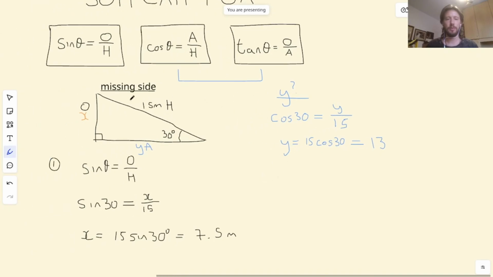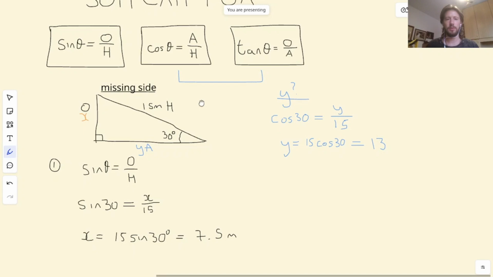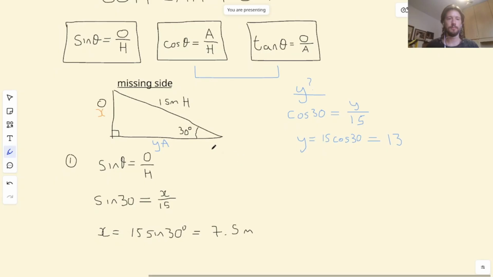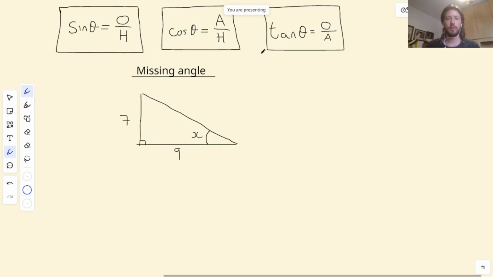So far we've been doing problems on missing sides. We can also, however, use the sides to find the angle. Let's try that now. Say you are given the following triangle. We have a right angled triangle with 7 and 9 on these sides. And we're asked, what is this angle x?